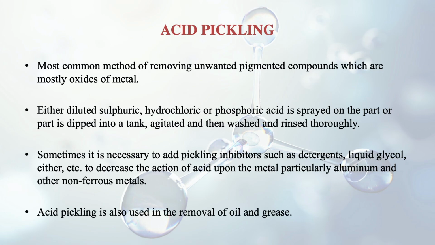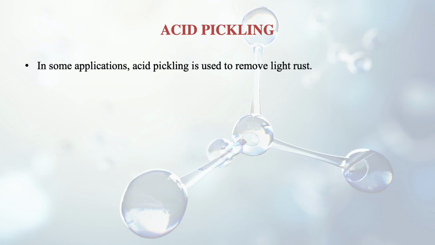So acid pickling is also used in removal of oils and greases. So it is useful for this also, in addition to the metal oxide removal. In some applications, acid pickling is used to remove light rust also. And what are the drawbacks of this process?